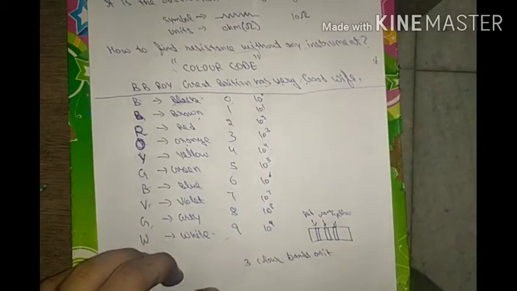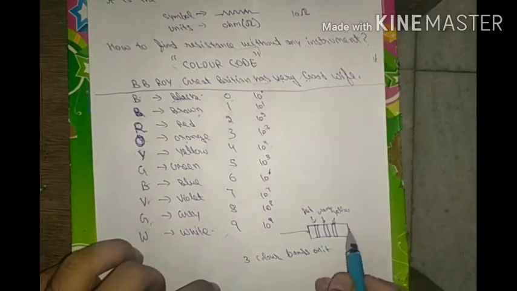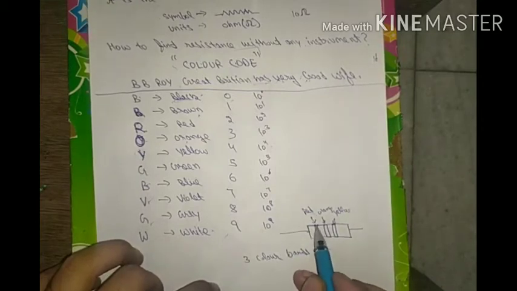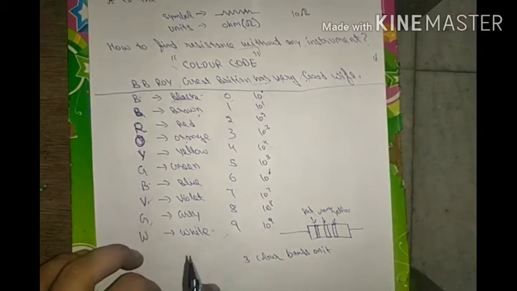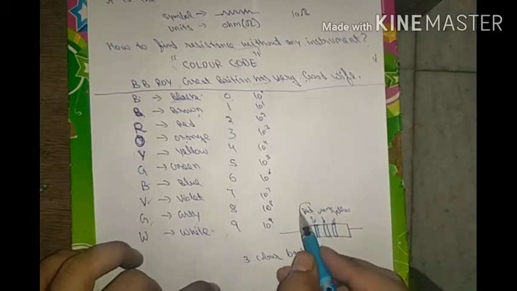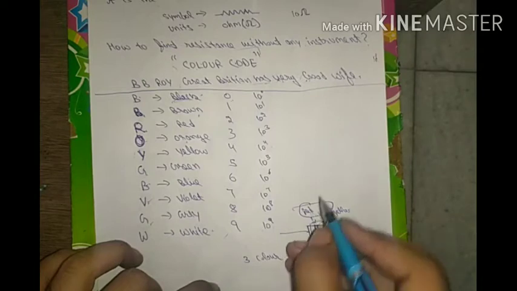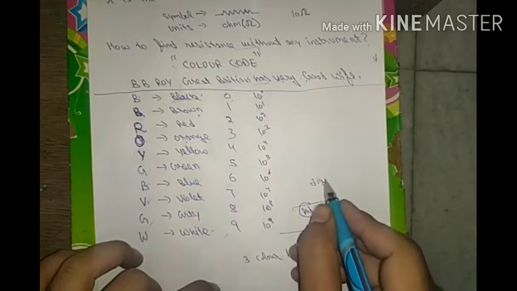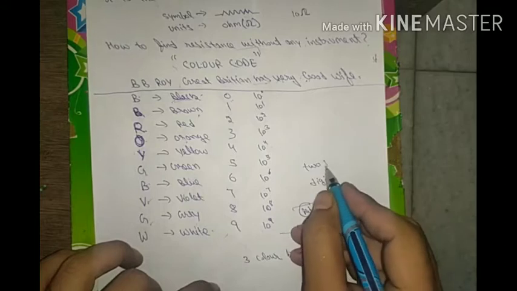So let us discuss. Consider this is the resistance we have, and the first band is red color, then orange color, and then yellow color. So how to find the resistance? The first two colors give you the digits, a 2-digit number. The first two colors give you the 2-digit number.